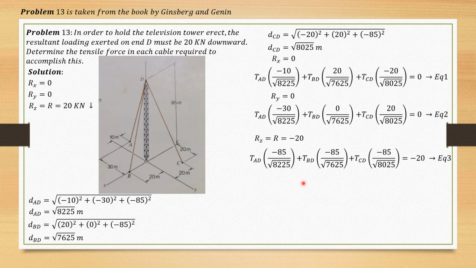So solving these three equations simultaneously, or by elimination if you don't have the high-tech calculator, but you were trained to solve simultaneous equations, three equations, three unknowns. So it is expected that you already know how to solve them. So these are the tensions. Tension AD is equal to 4.742 kilonewtons, tension BD is equal to 9.132 kilonewtons, and tension CD is equal to 7.026 kilonewtons.